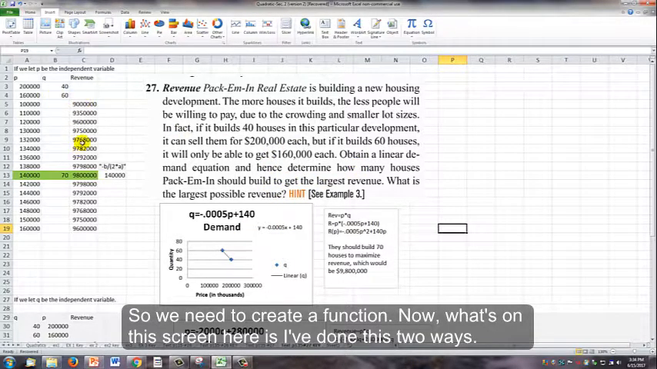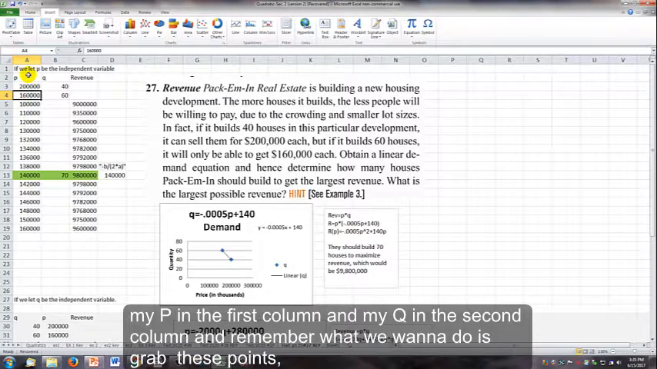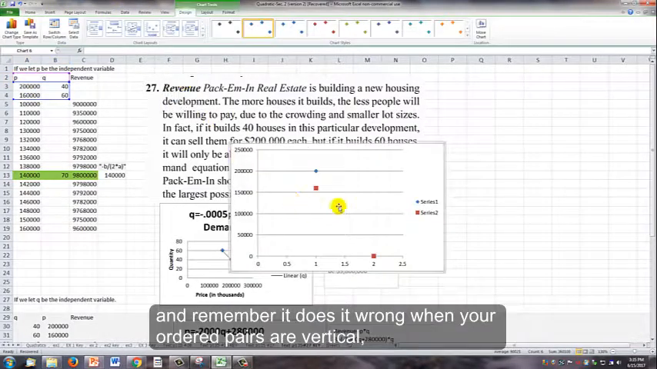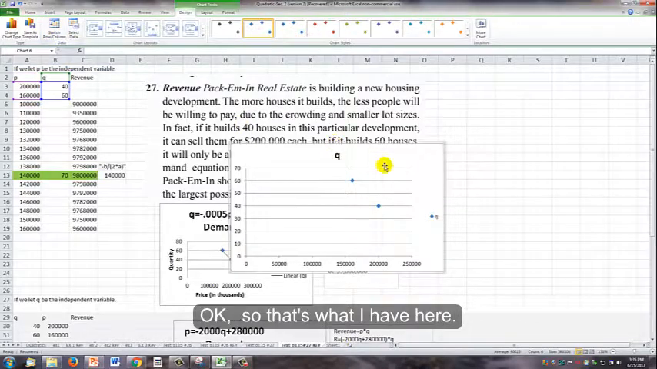Now, what's on this screen here is I've done this two ways. The first way is I've done what we typically do and let p be the independent variable, the price be the independent variable. So I put my p in the first column and my q in the second column. And remember, what you want to do is grab these points, insert a scatter, and remember, it does it wrong when your ordered pairs are vertical. So to fix it, you do switch row column. Okay, so that's what I have here.